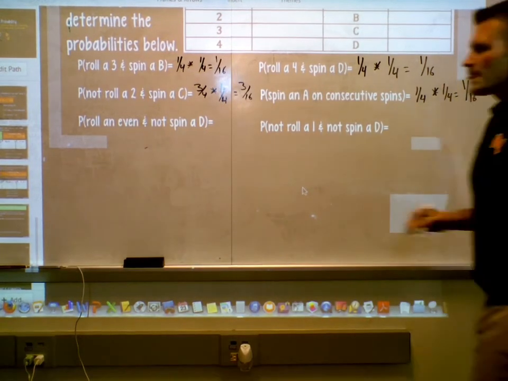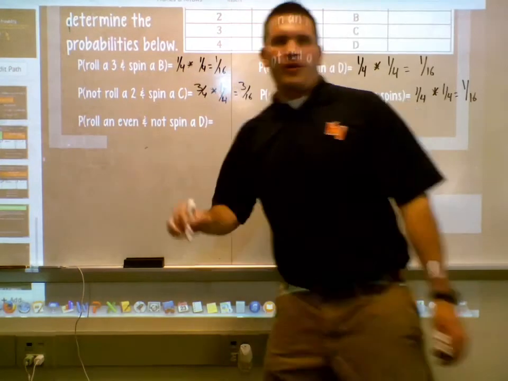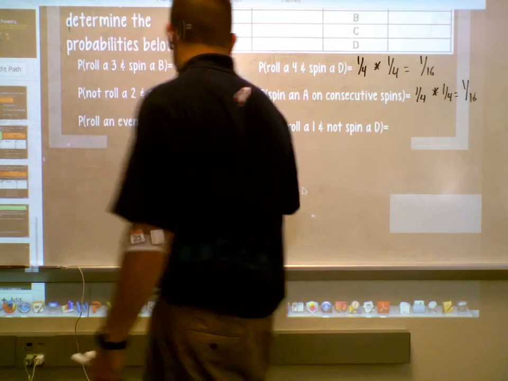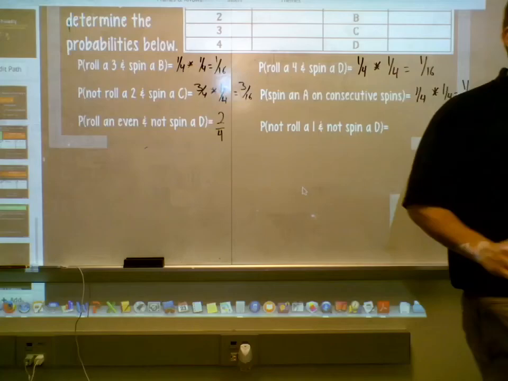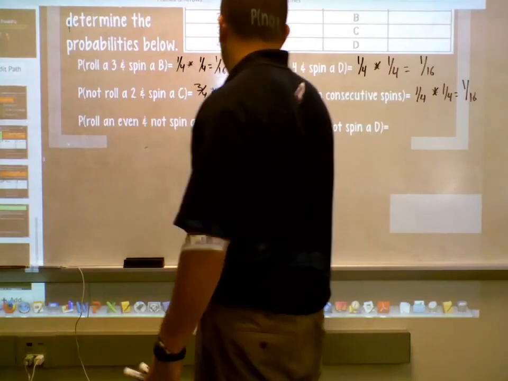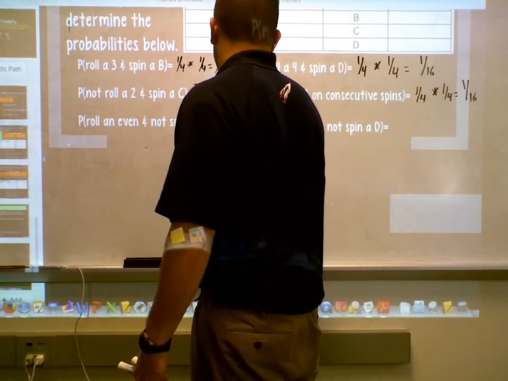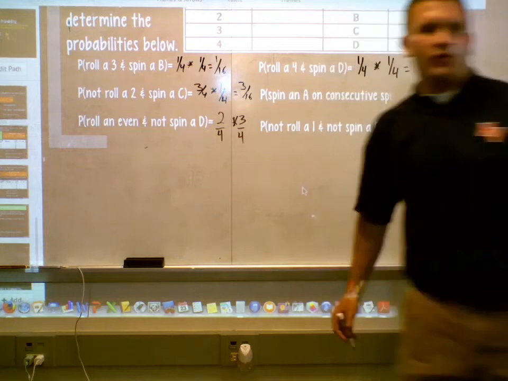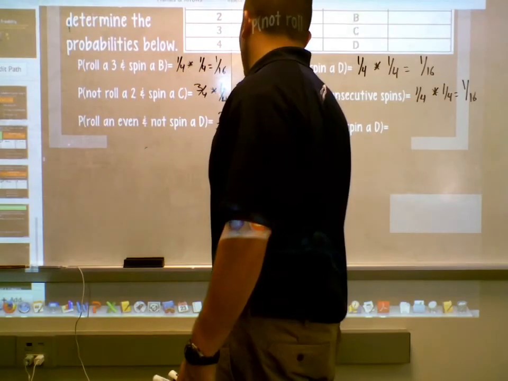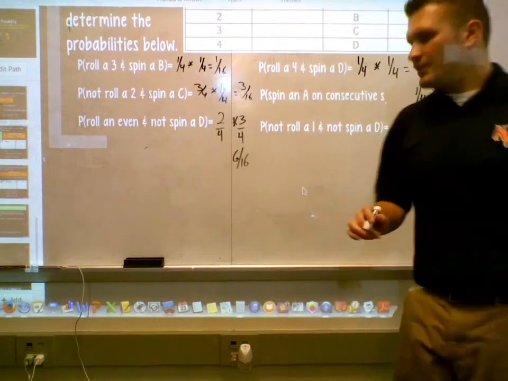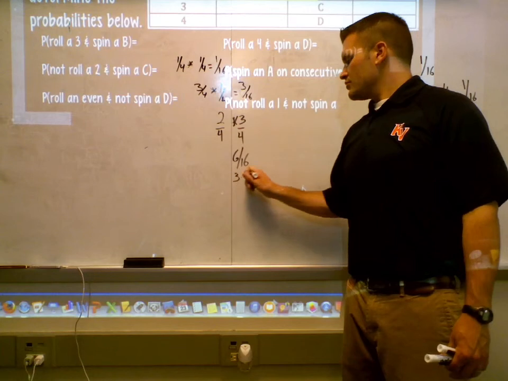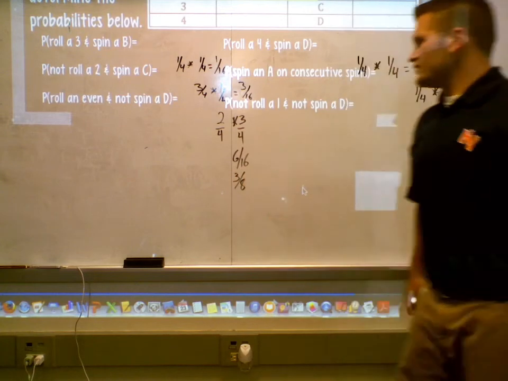So 1/4 times 1/4 is 1/16. Good. What about rolling an even? What's that probability? 2 out of 4. Good. Now pay attention, please. Not spinning a D. What's that probability? 3 out of 4. So 2 over 4 times 3 over 4, what does that equal? 6 over 16. Can I leave it like that? No. Take a 2 out of everything and we get 3 over 8.